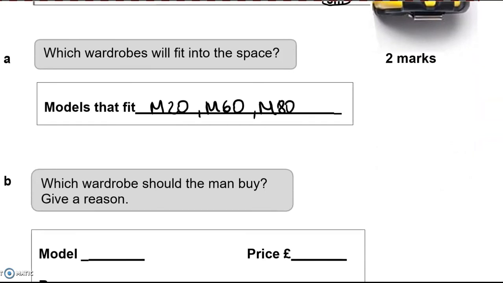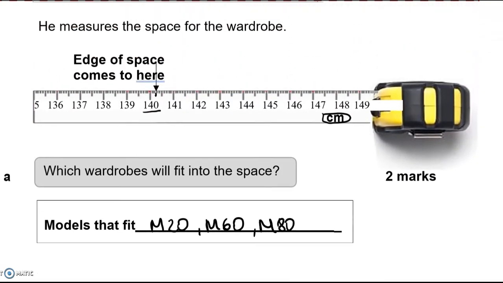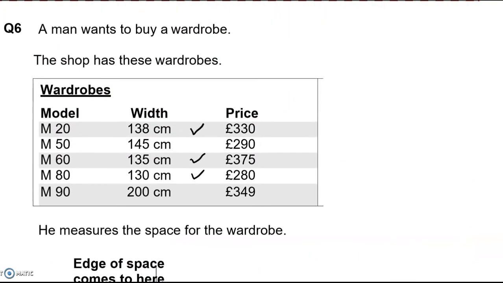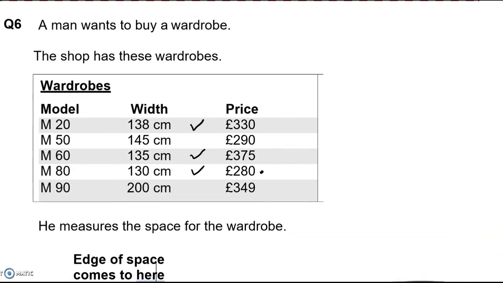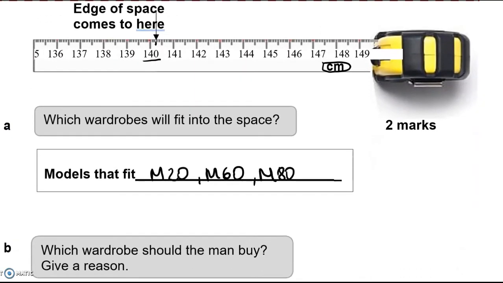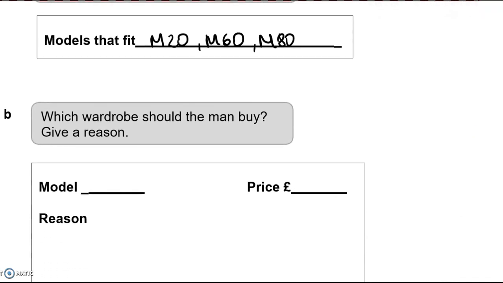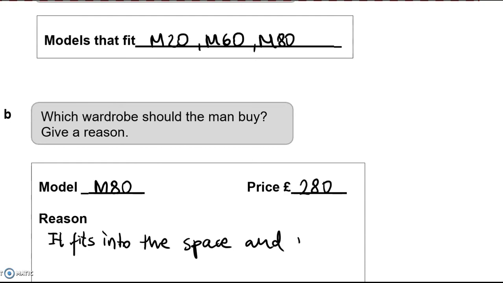Which wardrobe should the man buy? Give a reason. So, having a look at them, we've got different prices. This one is the cheapest. So, I'm going to go for that. So, M80 because it's the cheapest and it actually fits into the space. Price £280. Reason: it fits into the space and is the cheapest.